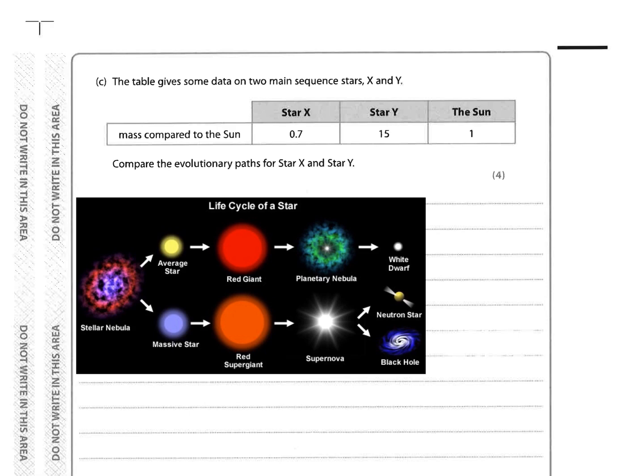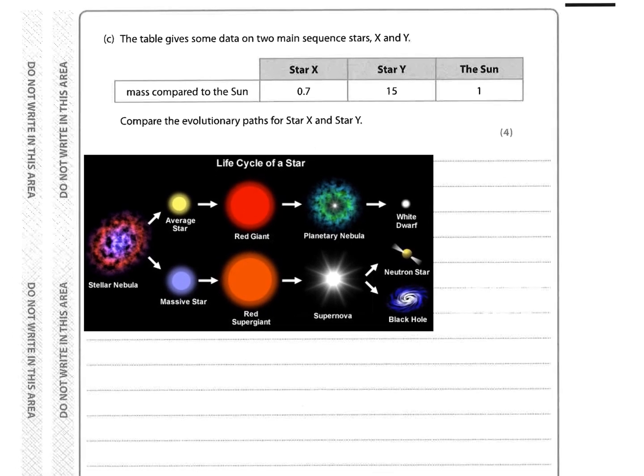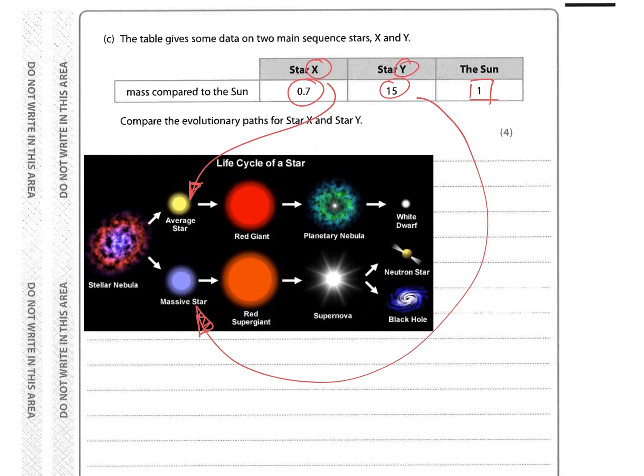So how I would answer that question would be, take note of the size of the star. Star X is most likely to be our average star, because it's near the size of the sun, whereas star Y is going to be the massive star, 15 times larger than our sun, and therefore it's most likely to end up in this state rather than that state. So how do we go about answering the question then? Well, I'm going to bullet point this because I think we're looking for 4 marks, so let's bullet point this and explain what we're on about.